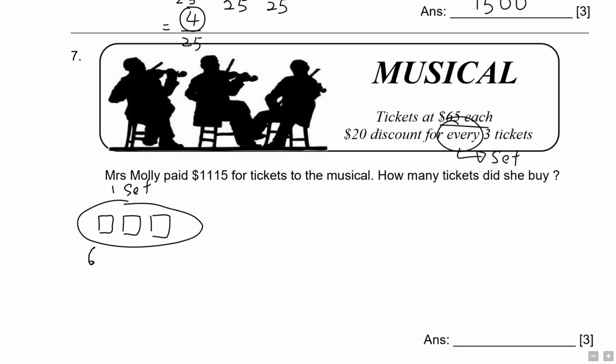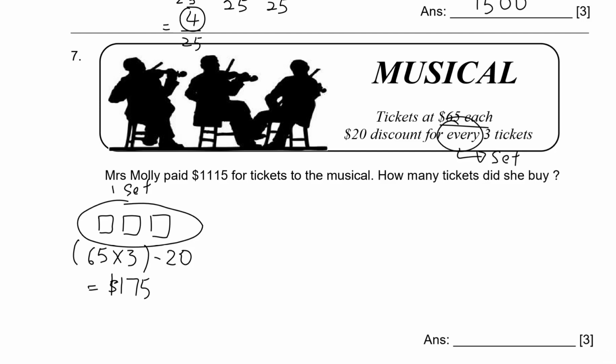So in 1 set, what I can do is, 1 ticket costs $65, and 1 set has 3 tickets. I'm going to box it up. $65 times 3 tickets, but there's going to be a discount given, so I'm going to subtract 20, and this is going to give me 1 set $175, meaning to say if I buy 1 set of 3 tickets, it's supposed to cost more than $175, but because of the $20 discount, I only need to pay $175 for every set.